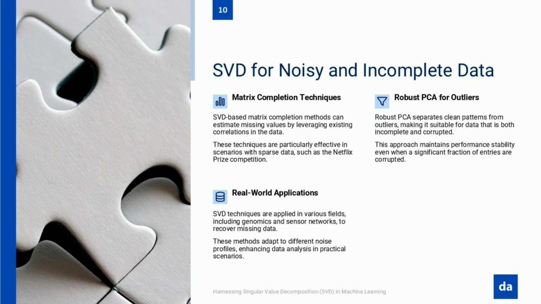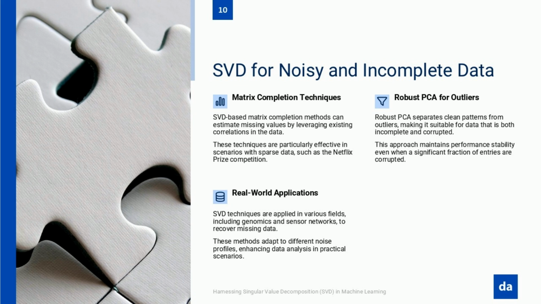These approaches can fill in missing values by leveraging the correlations and patterns present in the observed entries. The fundamental insight driving these methods is that if your underlying data has a low-rank structure, meaning it can be represented efficiently in fewer dimensions, then you can recover the complete matrix even when a substantial portion is missing.